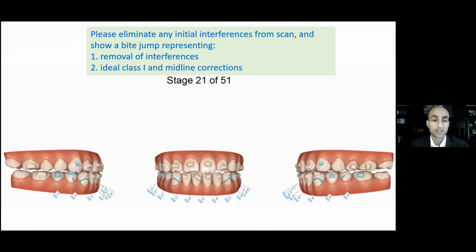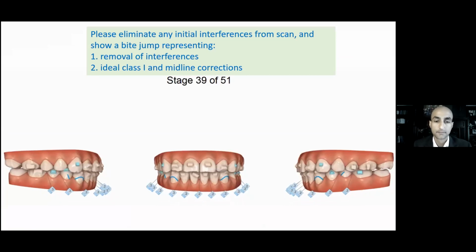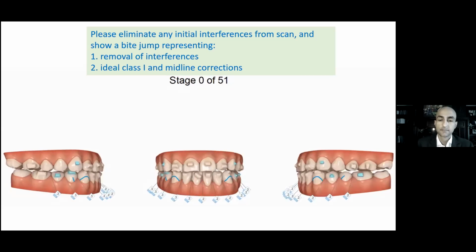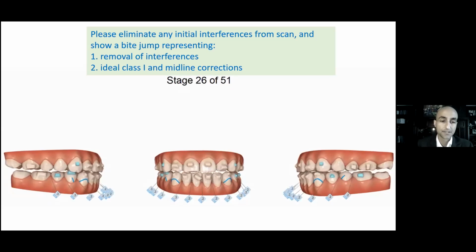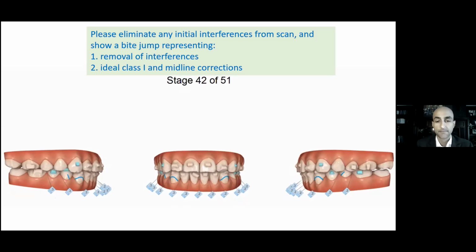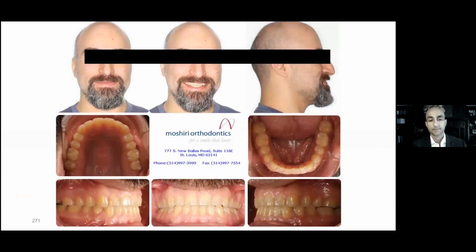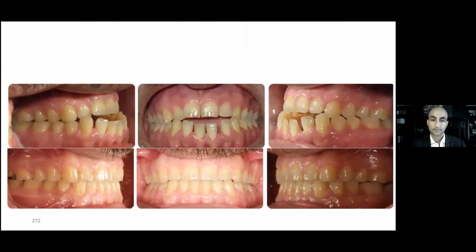Instructions to the technician as to what needs to be done. So again, removal of anterior interferences, continuing class 3 mechanics, and arch coordination to finish the jump. So that's this gentleman when he's all said and done. Pre and post treatment.